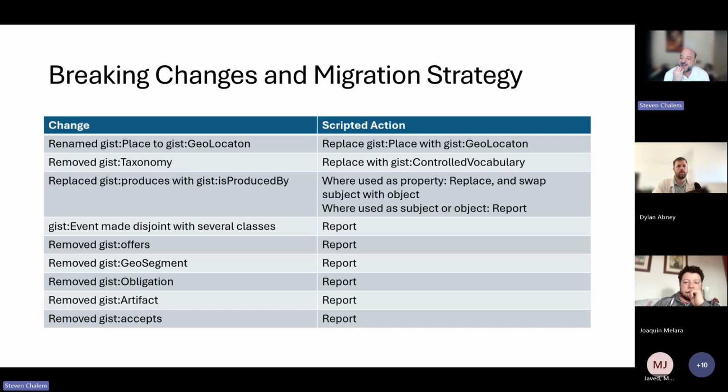And same with the remaining ones here. We can't always predict how somebody might want to mitigate that, but if somebody runs our migration process, it will flag for them all of the places where those eliminated things are being used, or where, in the case of the disjointedness, things have potentially been rendered invalid.